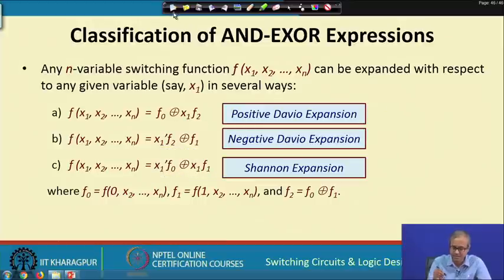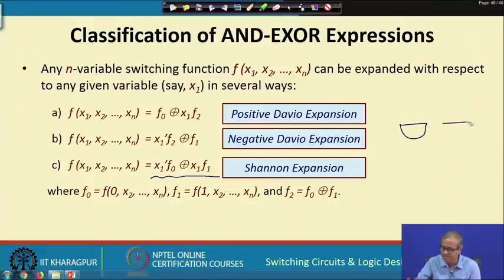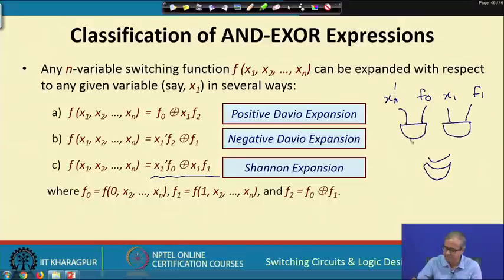You see one thing, that if I expand it in this way, for example, let us say Shannon. So, what does this function mean? This function means I will be having 2 AND gates, one fed with x 1 bar, the other fed with f 0. The other AND gate is x 1 and f 1, and it is the XOR of the 2. So, there is an XOR gate. So, you feed this to this and you get the function f. This is an AND-EXOR kind of realization, right.